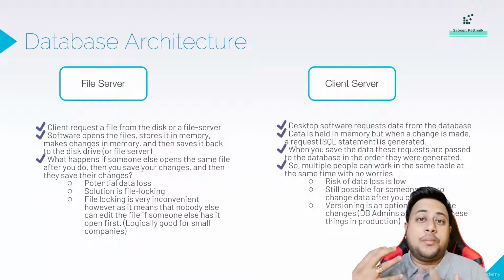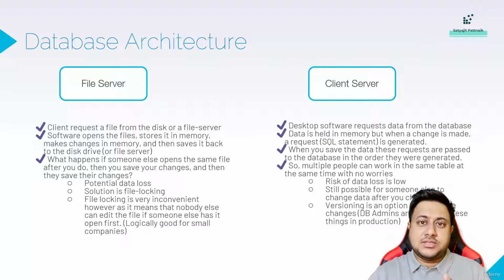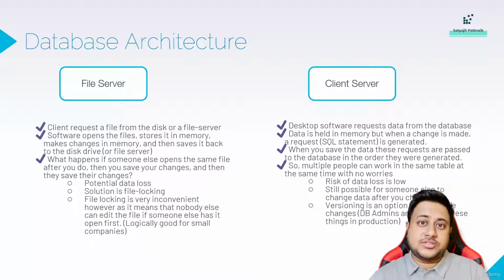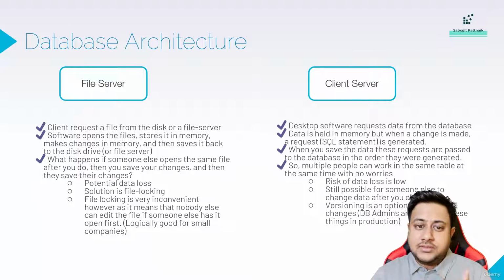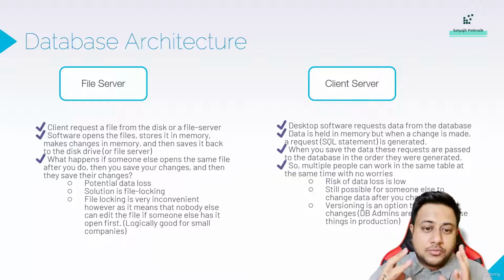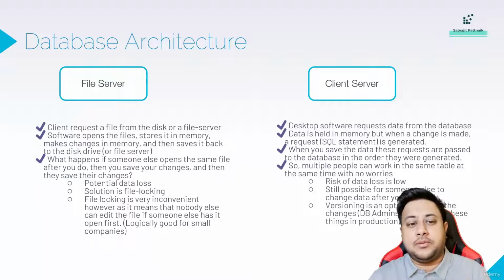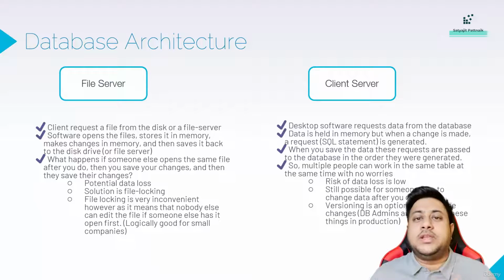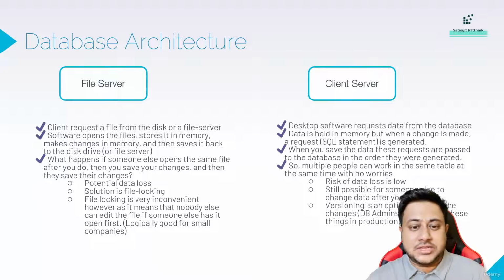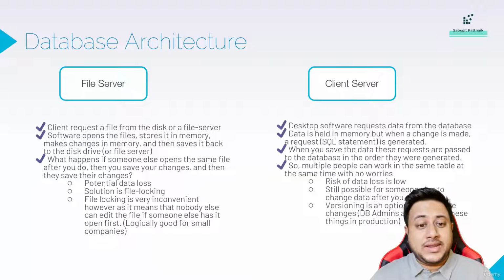For example, you have opened at 9 and some milliseconds. Somebody else has opened at 9 and some milliseconds. So that means both our requests are going to be affected. When you save the data, these requests are passed to the database in the order they were generated. So multiple people can work on the same table at the same time with no worries. Risk of data loss is definitely lower as compared to file server. Still, it is possible for someone else to change data after you change it.